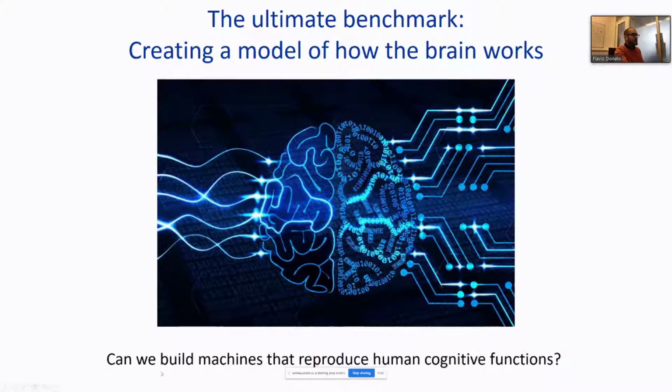So the big question is, can we build machines that reproduce human cognitive function? This is, of course, not something that started now, but guess in which decade it started? You should know, come on. You can also indicate with your hands and with the number of fingers if you don't want to say it. Come on, people.